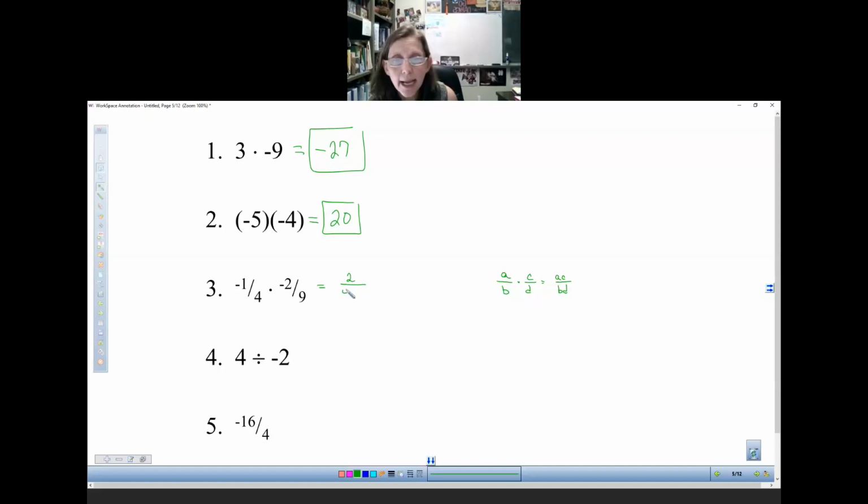And notice what I have here is I have 4 times 9 in this denominator. Now I'm going to show you two different ways to do this. One is this is going to give me 36. And this will simplify because 2 and 36 are both even numbers. So 2 divides into 2 and gives me 1. And 2 divides into 36 and gives me 18. So my final answer is 1 over 18.